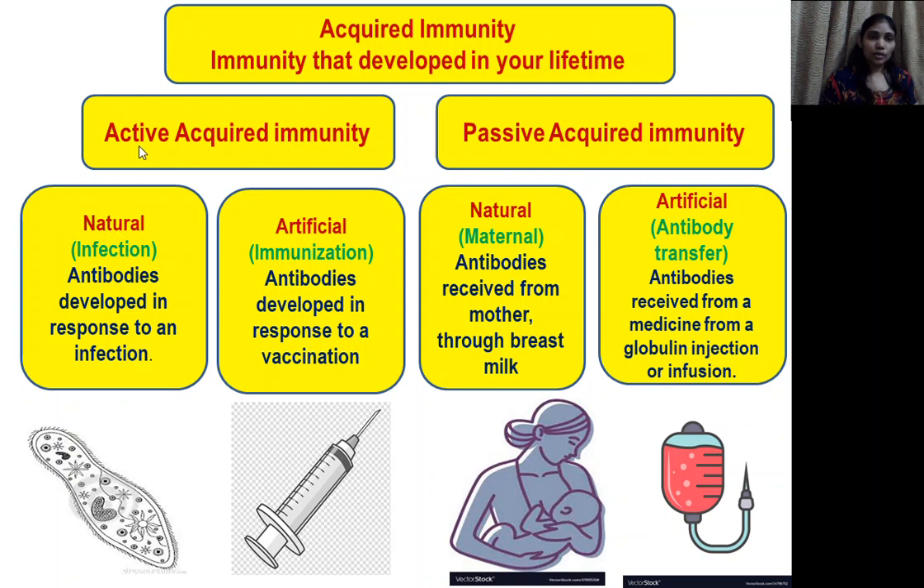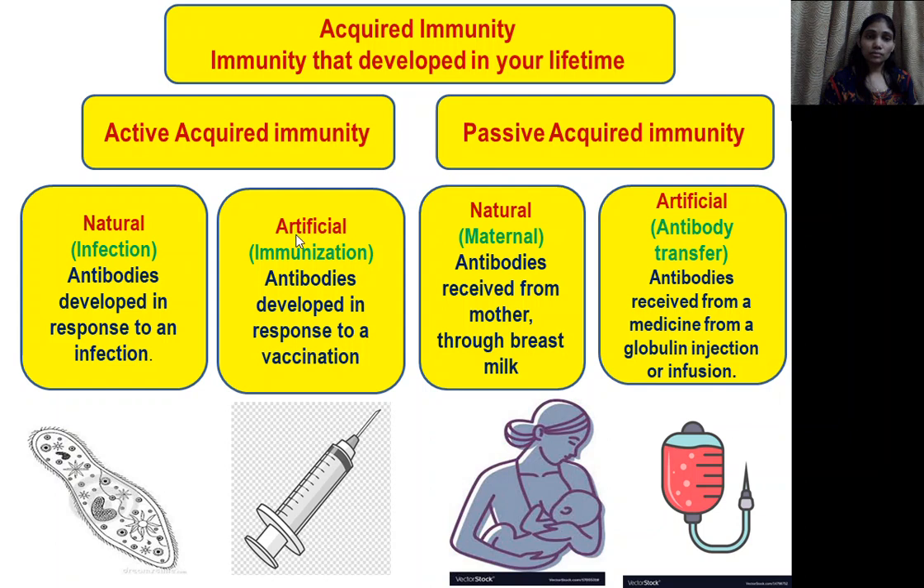Natural active immunity is from infection, which means our body produces antibodies when an infection enters the body. When some pathogens enter our body, antibodies are formed in our body. This is a natural way. Any pathogen enters our body and our body responds to that pathogen by producing antibodies. This is natural, so it is called natural active.